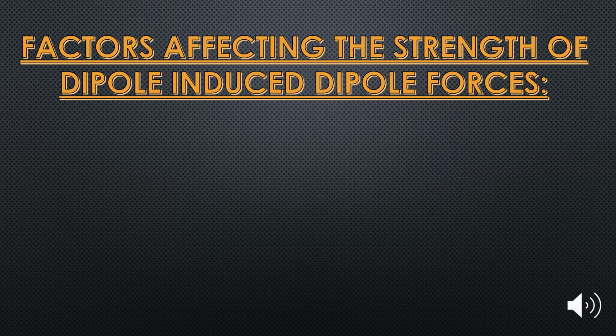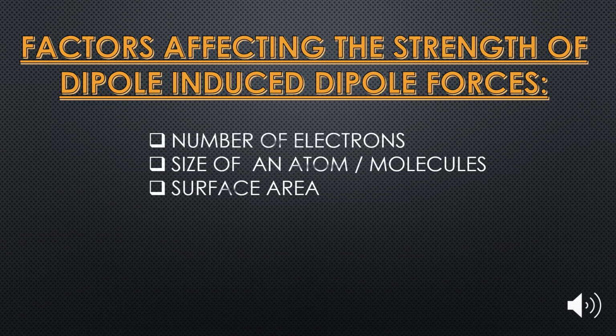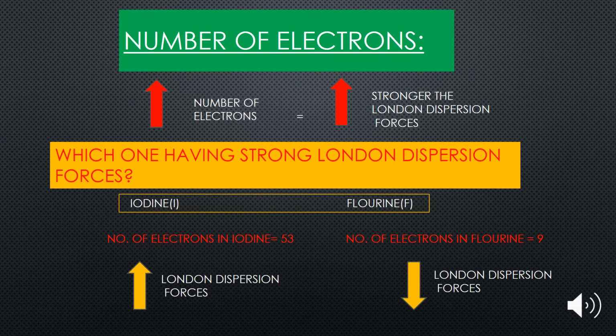Now let's discuss the factors affecting the strength of dipole-induced dipole forces. These are the number of electrons in an atom or molecule, the size of an atom or molecule, and the surface area. So friends, what will be the effect of the number of electrons on the London dispersion forces? The greater the number of electrons, the stronger the London dispersion forces.